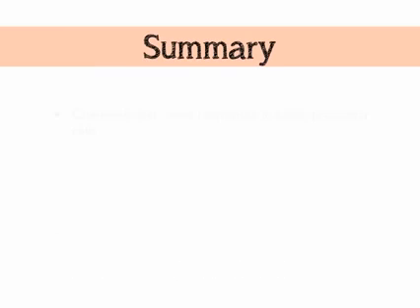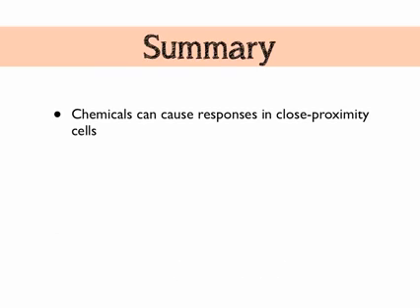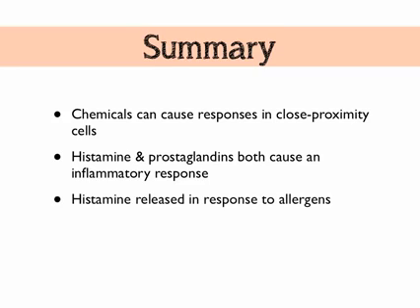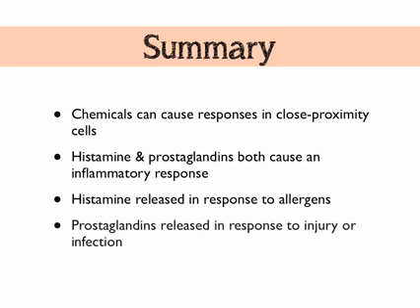So to summarise the whole thing, chemicals can cause responses in close proximity cells. This is paracrine signalling. Histamine and prostaglandins both cause an inflammatory response. Histamine is released usually in response to allergens, but sometimes in response to injury. And prostaglandins are released in response to injury or infection.